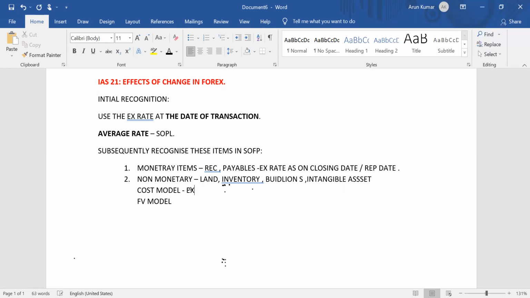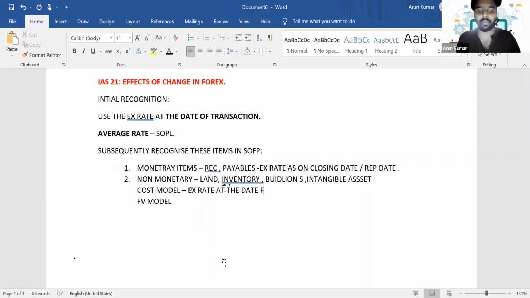in that scenario, the exchange rate at the date of transaction will be used. So let's say we have purchased land. In that scenario, the land will get translated to the home currency using the historic rate, the rate at which we actually purchased the asset. On the date of transaction, what was your exchange rate? We will use that exchange rate for the conversion. So we can literally say that we will use the historic rate there.